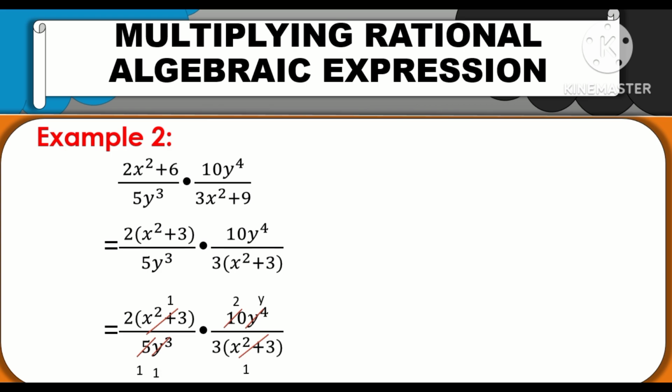In our last step, we need to multiply. The answer is 4y over 3. Why? Because 2 times 1 times 2 is 4, times 1 is 4y. Then 1 times 1 is 1, times 3 is 3, then times 1 will become 3. Okay?